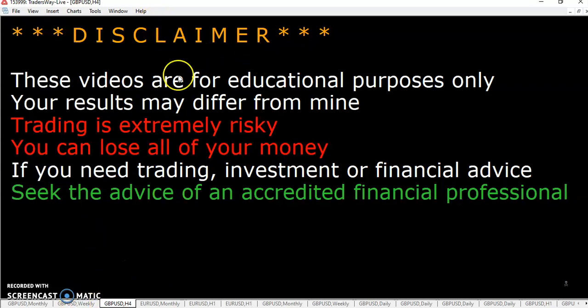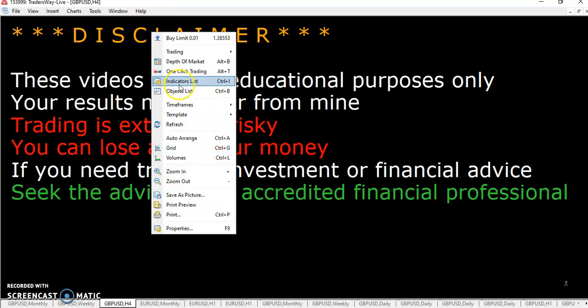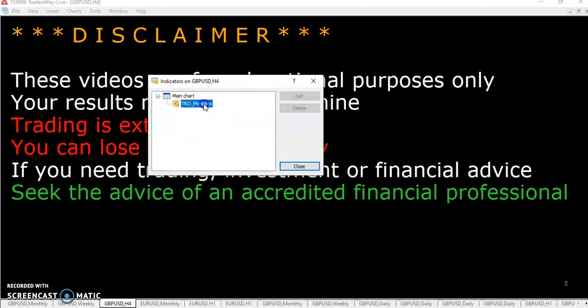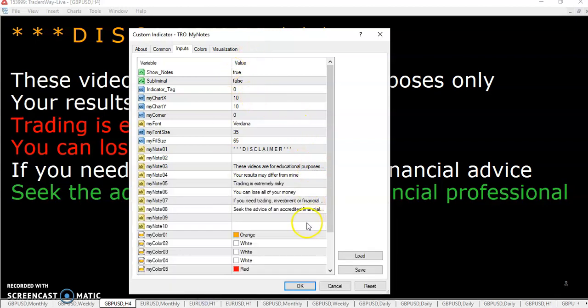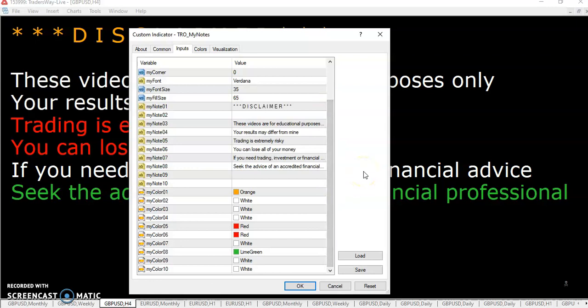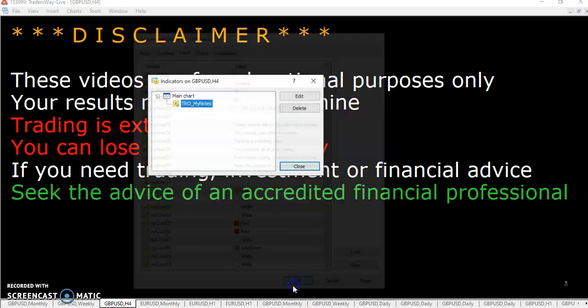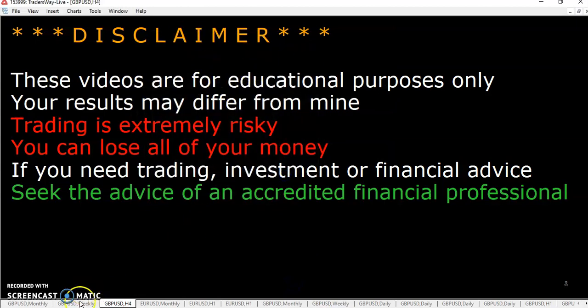Oh, and somebody asked me what indicator I use to make these screens. It's the TRO My Notes indicator, and you can have up to 10 notes here, and of course if you change the tag then you can put multiple copies on the same chart. You can turn it on and off, and it has something that I call subliminal mode, where you'll have it up here and it'll just be flashing, like subliminal messages. So it might tell you to always put your stop loss on or something like that. Anyway, that's how that indicator works. So I hope that helps the trader who asked about it.